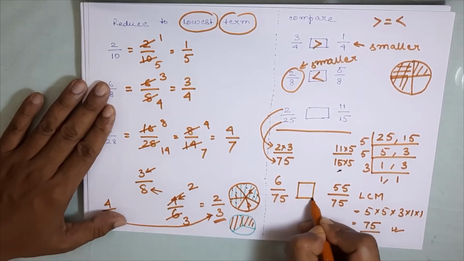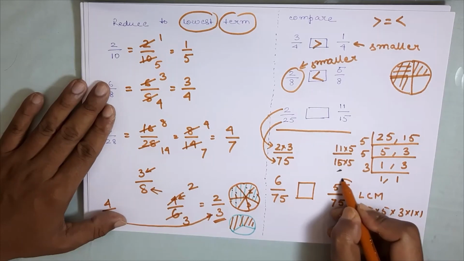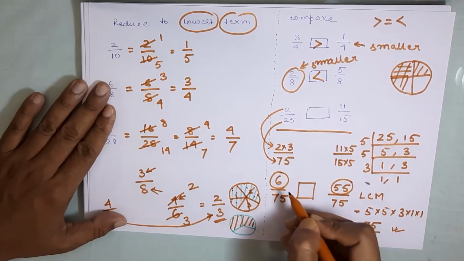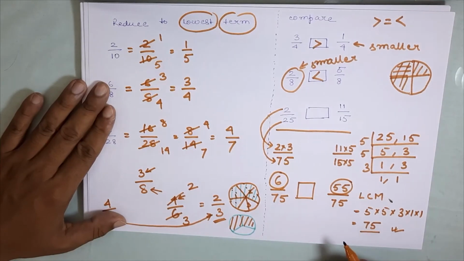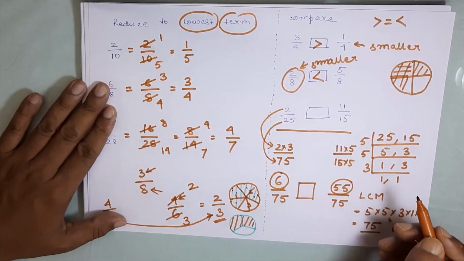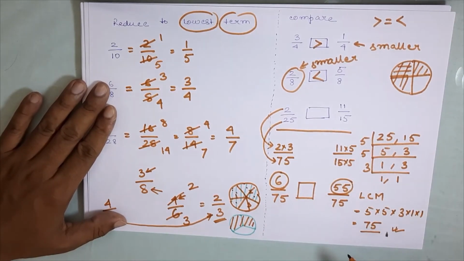So which one is bigger? Here 55 is the numerator, which is bigger than 6 as a numerator, because here we have made both denominators identical. We converted unlike fractions into like fractions.